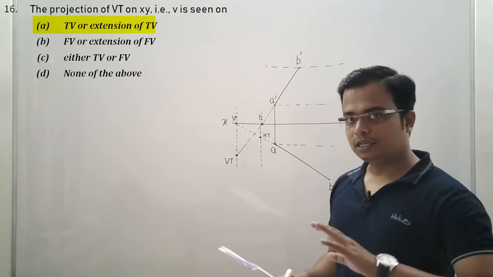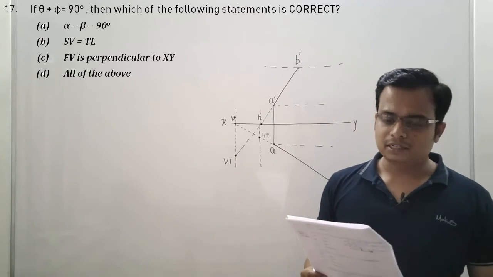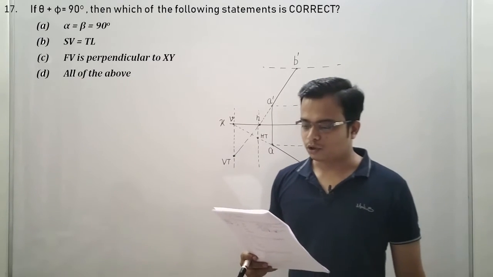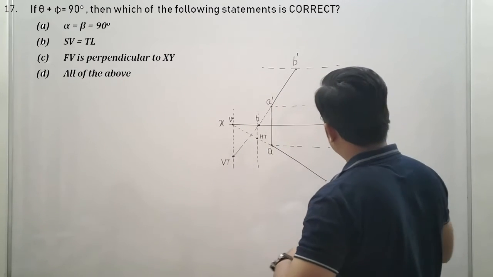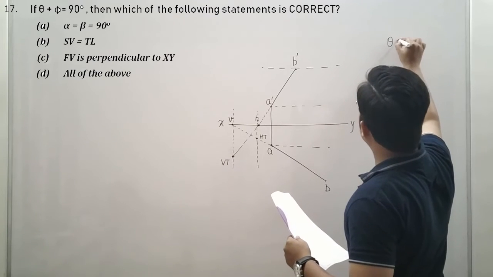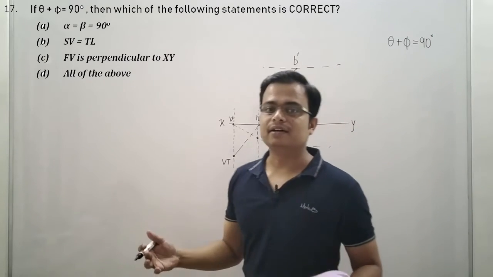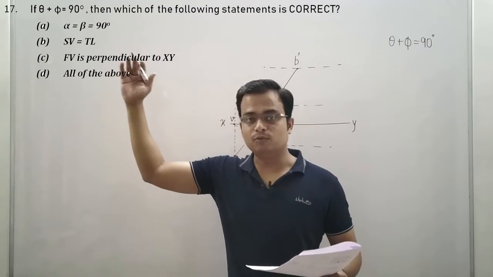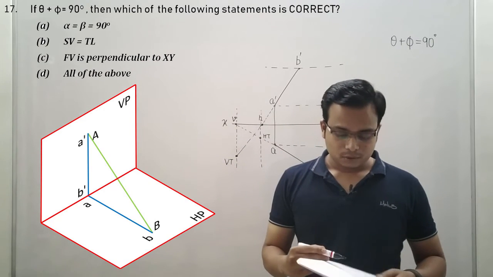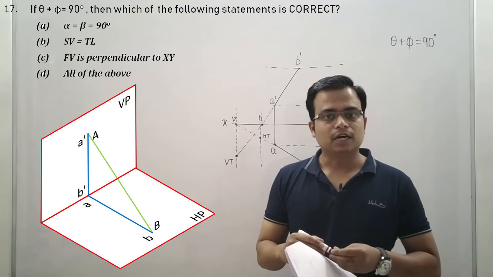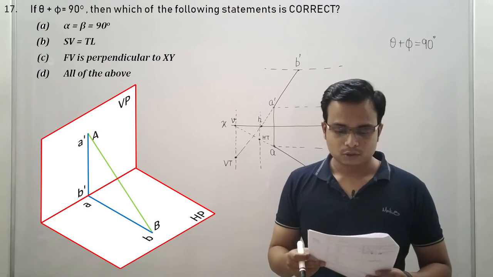Done. 16 problems over. Problem 17, and it goes like this. If theta plus phi is equal to 90 degrees, then which of the following statements are correct? Again the same stuff. Theta plus phi is equal to 90 degrees. And I've already told you this is a case of a ladder whose one end is in contact with the wall while the other end is in contact with the ground. So remember, the front and top views are going to be perpendicular to XY line. That means alpha will be equal to beta is equal to 90 degrees. So option 1 is correct.